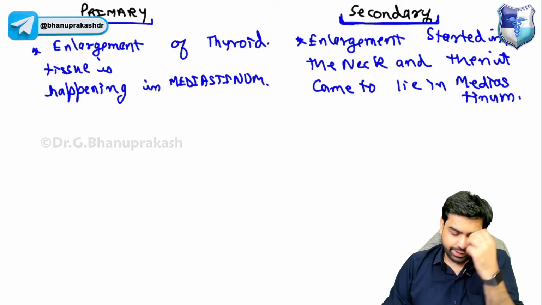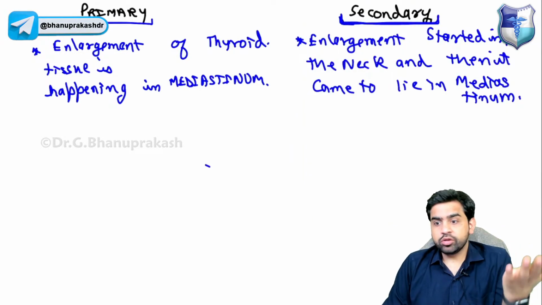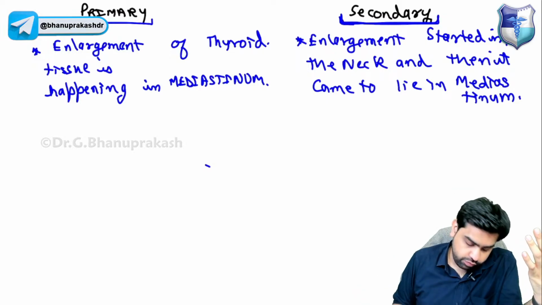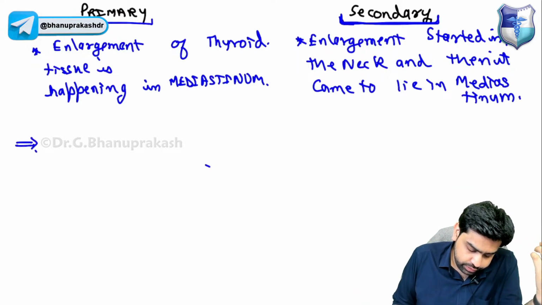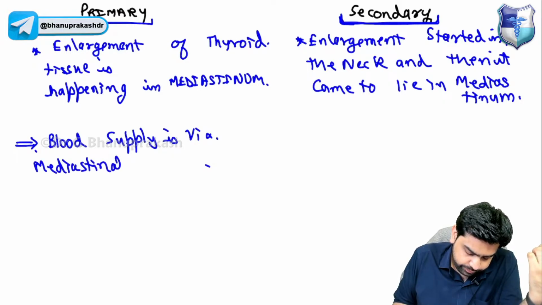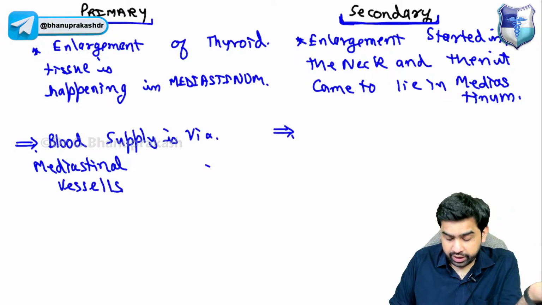Now, the logical thing is that if there is a primary retrosternal goiter, from where is the blood supply going to be? The blood supply is going to be derived from the mediastinum itself. So in the primary retrosternal goiter, the blood supply is via the mediastinal vessels.